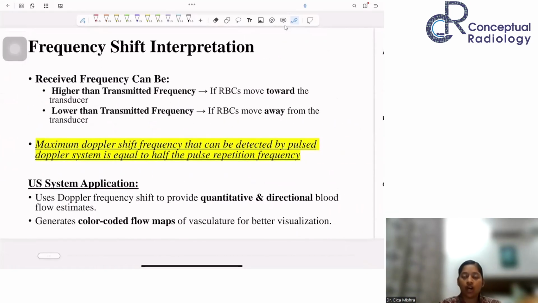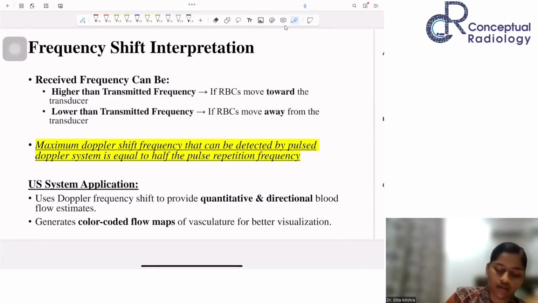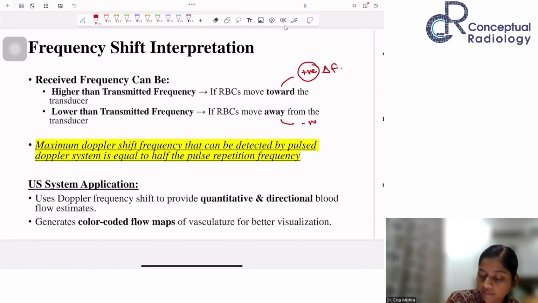Okay. So how do you interpret the frequency shift? If the received frequency is higher than the transmitted frequency, that means the flow of the object, or the RBC, is towards the transducer. And if the received frequency is lower than the transmitted frequency, that means RBCs are moving away. So this is positive frequency shift and this is negative frequency shift.